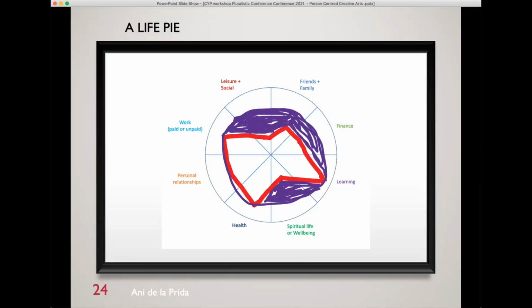So it's a really good tool for starting conversations with young people of any age, and adults really, to start to see what in their life needs changing. Because therapy can be one thing, but it's seeing them in the whole context.